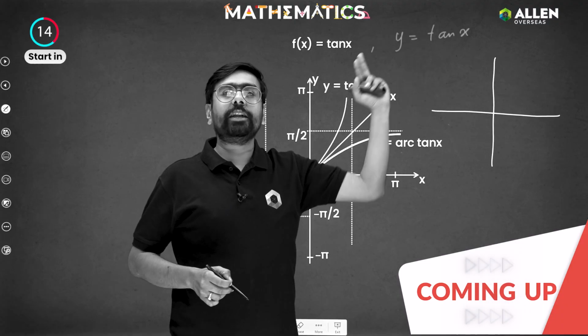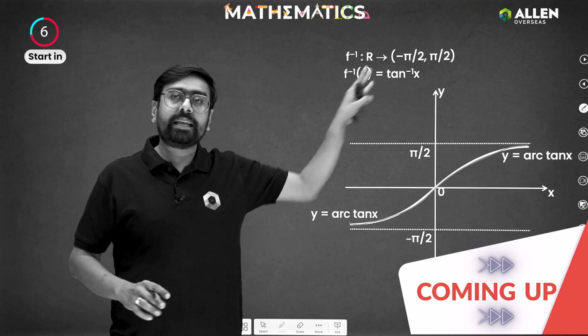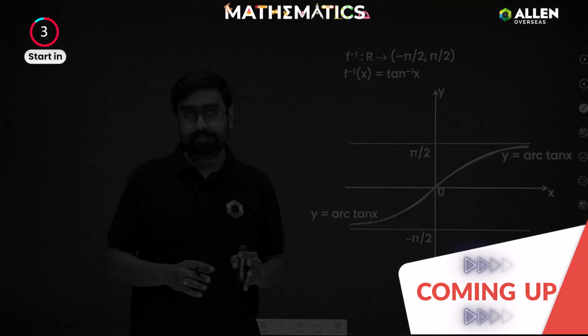tan x is not defined at minus pi by 2 and also at pi by 2. X over here can have any real value except, so basically what we are going to have.